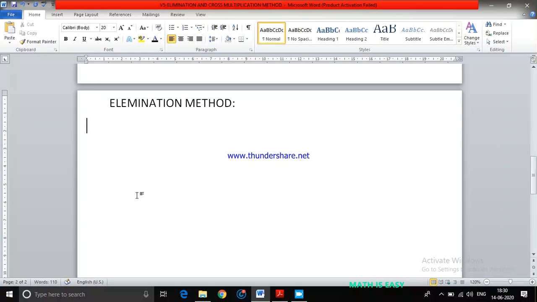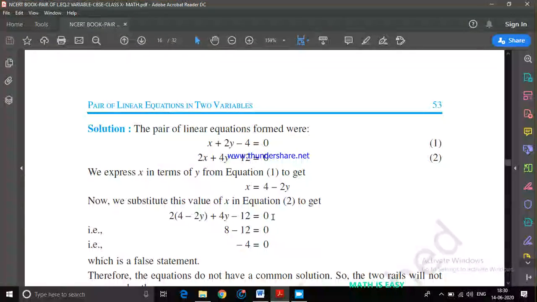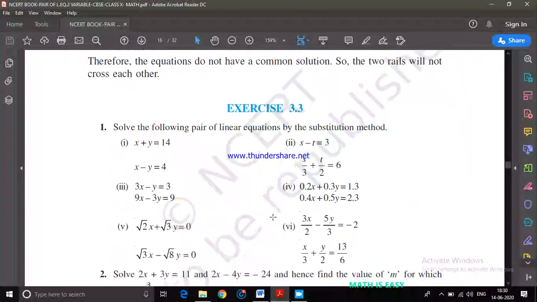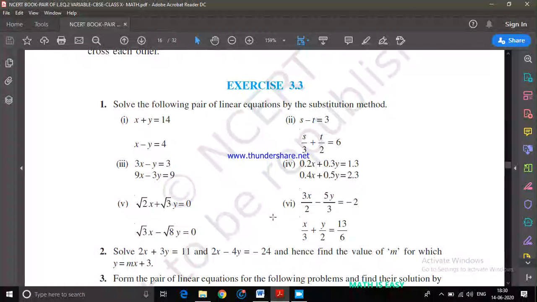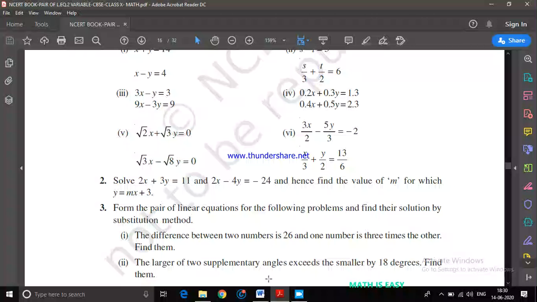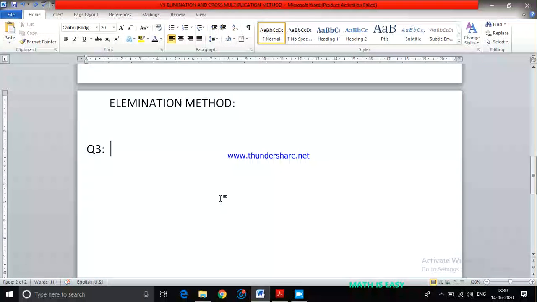Okay, so in the elimination method also we are going to see all the possible conditions. Question number 3 I consider. So let me consider any equations with the elimination method. I think we can take our own equation instead of looking from there. First equation I considered as 2x minus 3y equals maybe some 6. This is equation number 1.